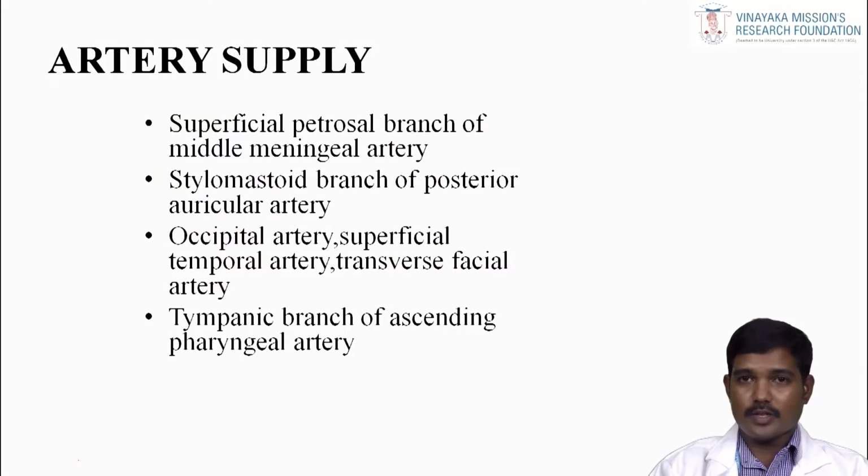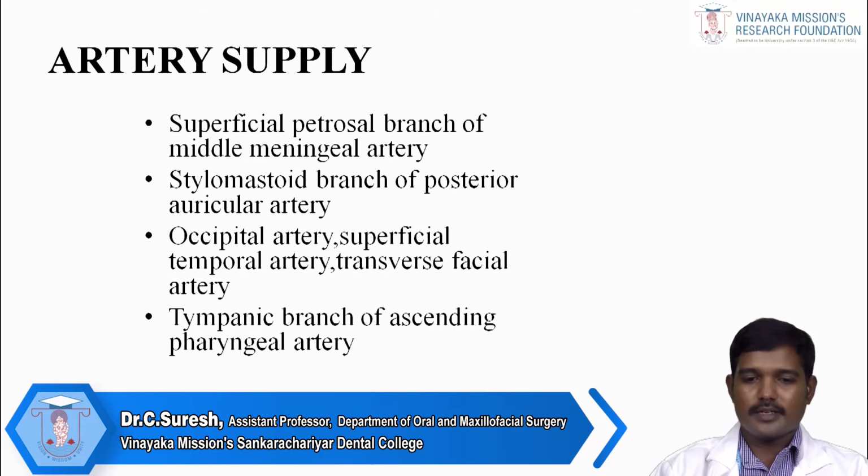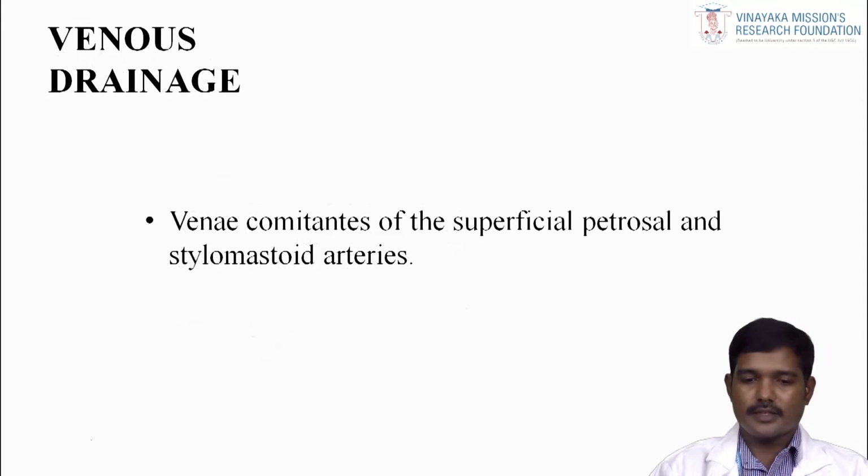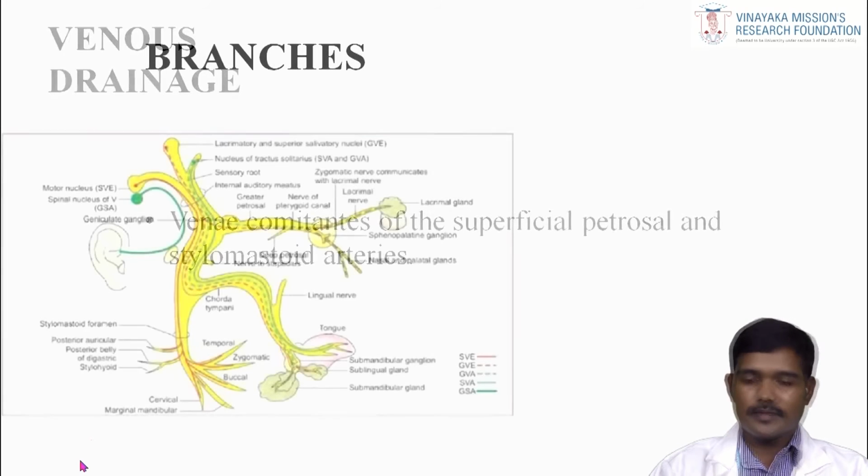This is the artery supply to the facial nerve. The first artery is the superficial petrosal branch of the middle meningeal artery, then the stylomastoid branch of the posterior auricular artery, occipital artery, superficial temporal artery, transverse facial artery, and finally the tympanic branch of the ascending pharyngeal artery. Venous drainage: the anastomosis of the superficial petrosal and stylomastoid arteries is very important.